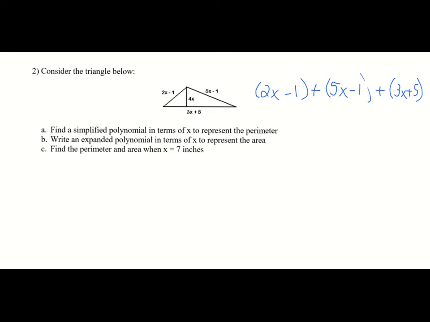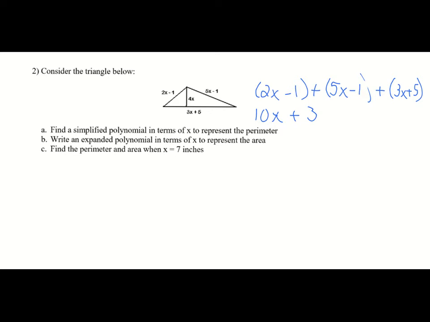Okay, so combine your like terms. 2x plus 5x plus 3x will give me 10x. And then negative 1 plus negative 1 is negative 2. Negative 2 plus positive 5 will give me a positive 3. So there's our perimeter, 10x plus 3.